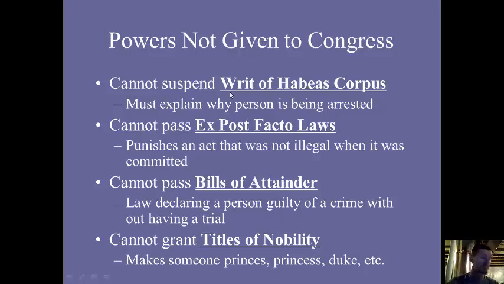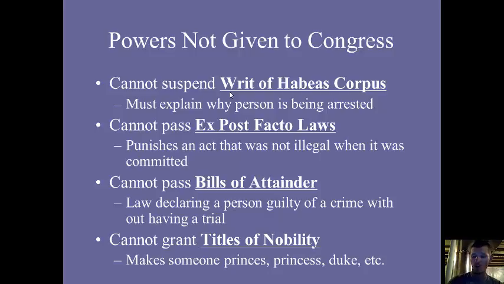So these are things Congress is unable to do according to the Constitution. Congress cannot suspend the writ of habeas corpus. They can't arrest you without giving you a reason. They can't pass ex post facto laws, which means they can't punish you for something that you did before it was illegal. They can't pass bills of attainder, which means that you are found guilty before you even have a trial. They've got to give you a trial, and they cannot grant titles of nobility. They can't make somebody a prince, a princess, a duke, or whatever that title is.